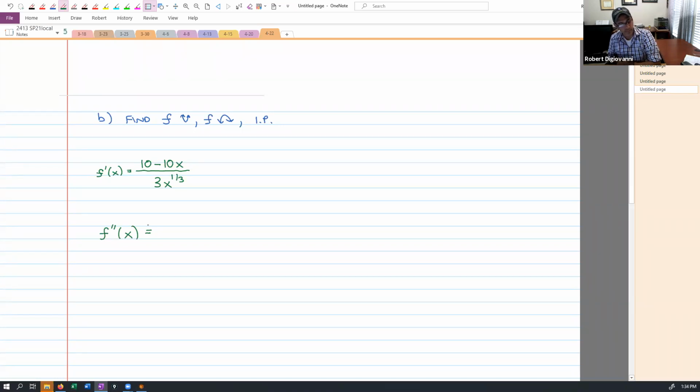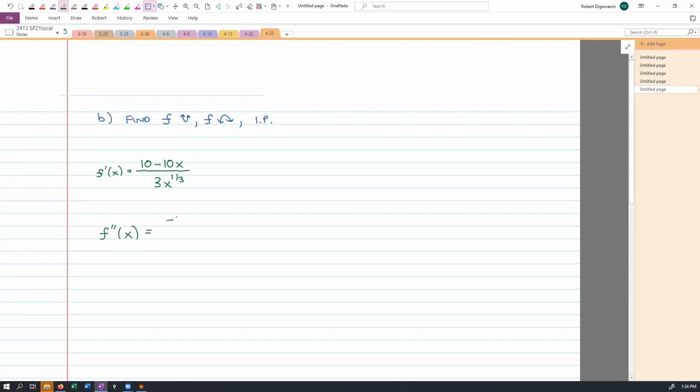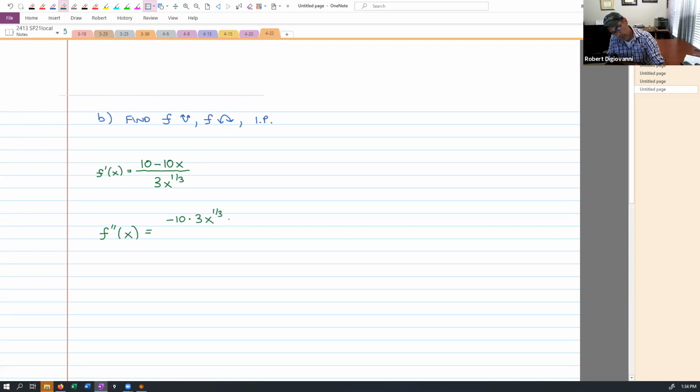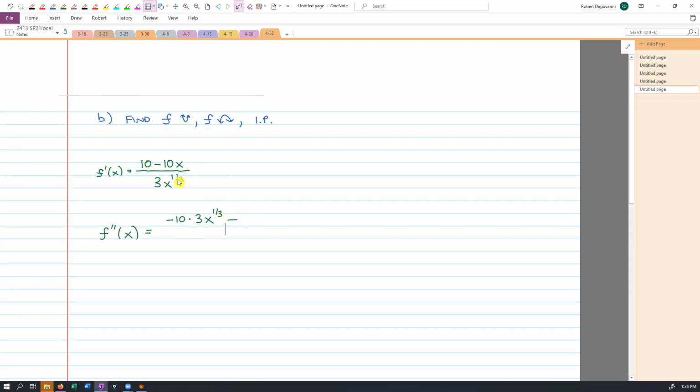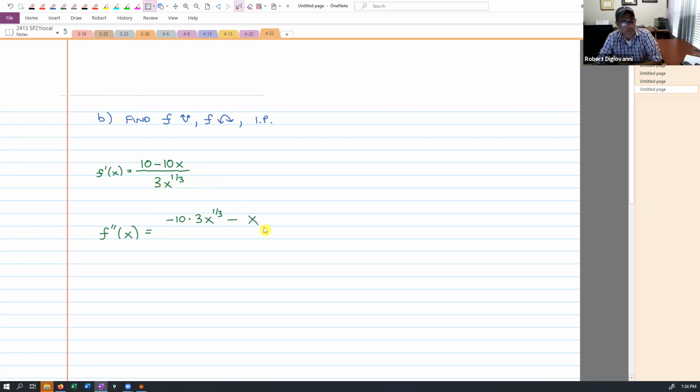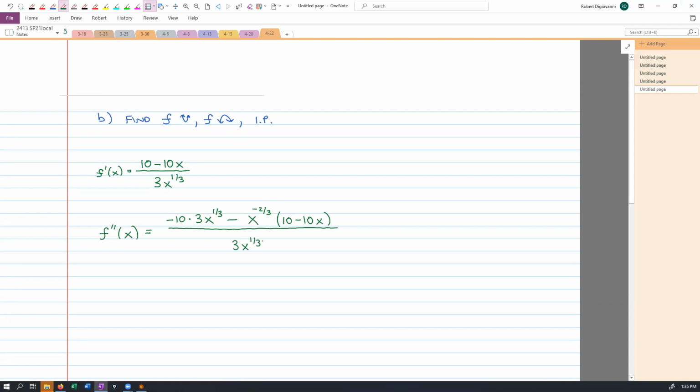And negative 10, negative 10 times the bottom, minus, now the derivative of the bottom, be careful here. The 1/3 hits the 3, becomes a 1. So x to what power? Negative 2/3. That's the derivative of the bottom times the top, 10 minus 10x, all over the bottom squared.